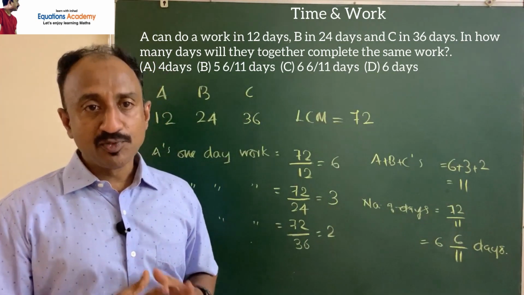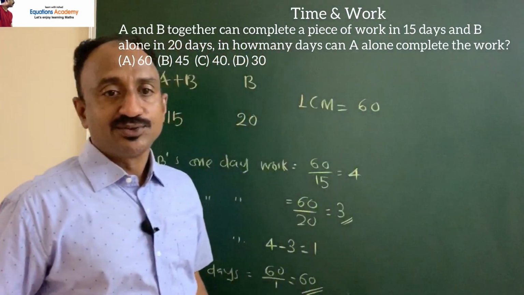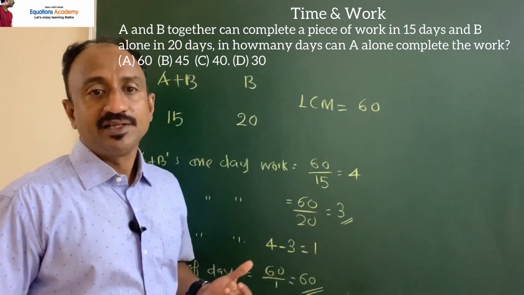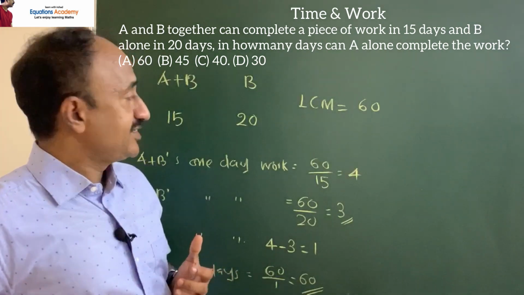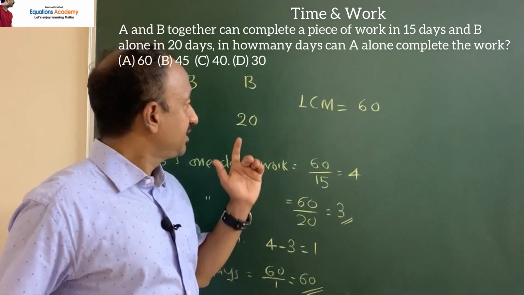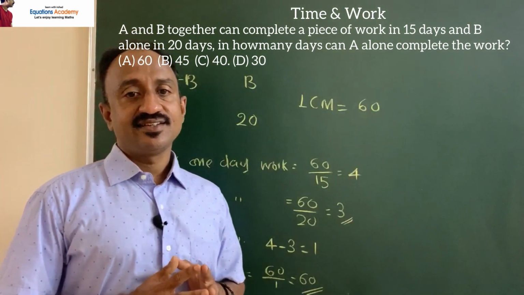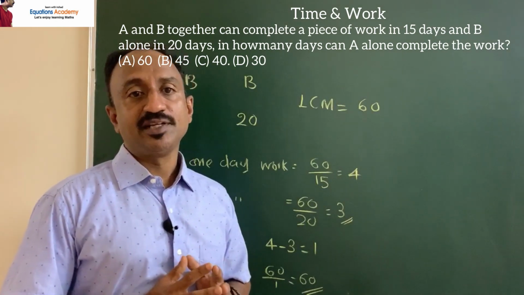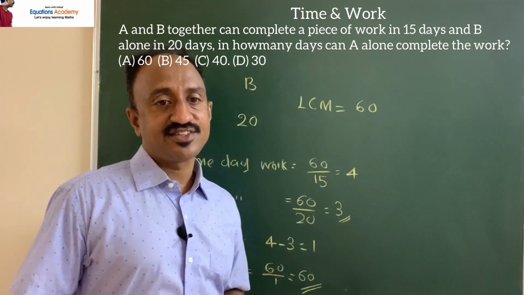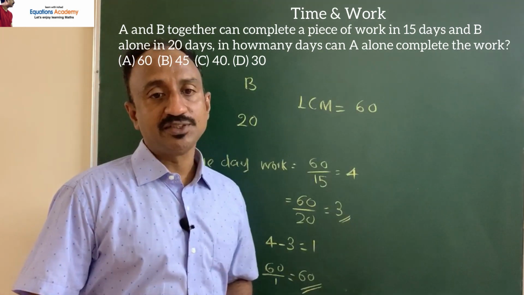We will do one more problem. Next question. A and B together can complete a piece of work in 15 days, and B alone can complete it in 20 days. In how many days can A alone complete the work? Option A 60, option B 45, option C 40, option D 30.